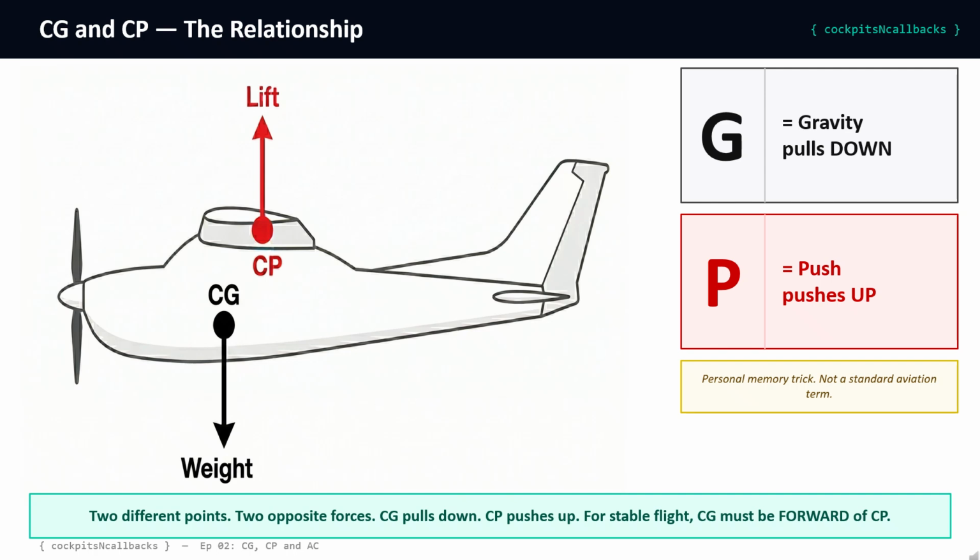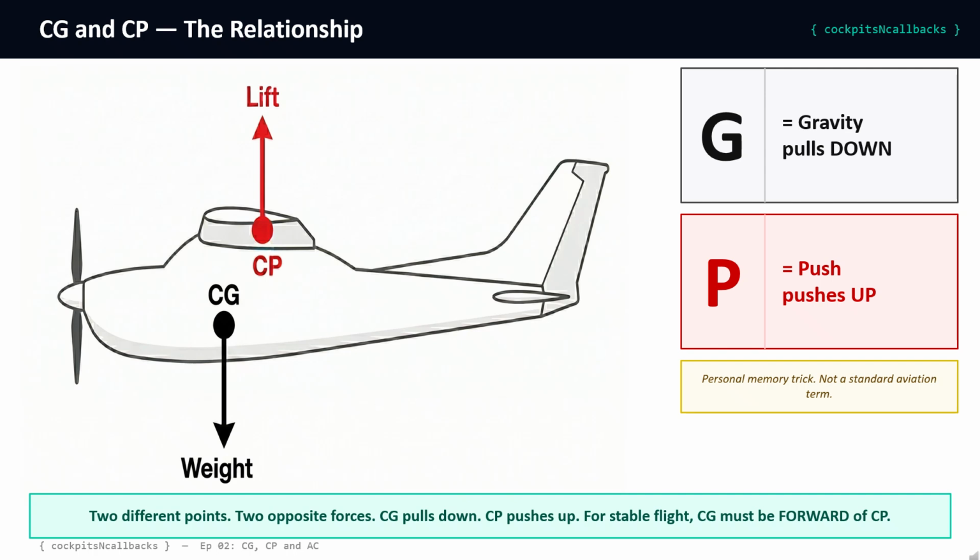Look at the G in CG, picture that letter, and let it drop. Gravity pulls it straight down. Weight hangs below that point, pulling down toward the ground. G for gravity, pulling down. Now look at the P in CP. Picture that letter. It has a belly that faces upward. Lift pushes up from that point, straight toward the sky. P for push, pushing up. This is not a standard aviation term, it is a memory device. But once you see it, you will not mix them up again.